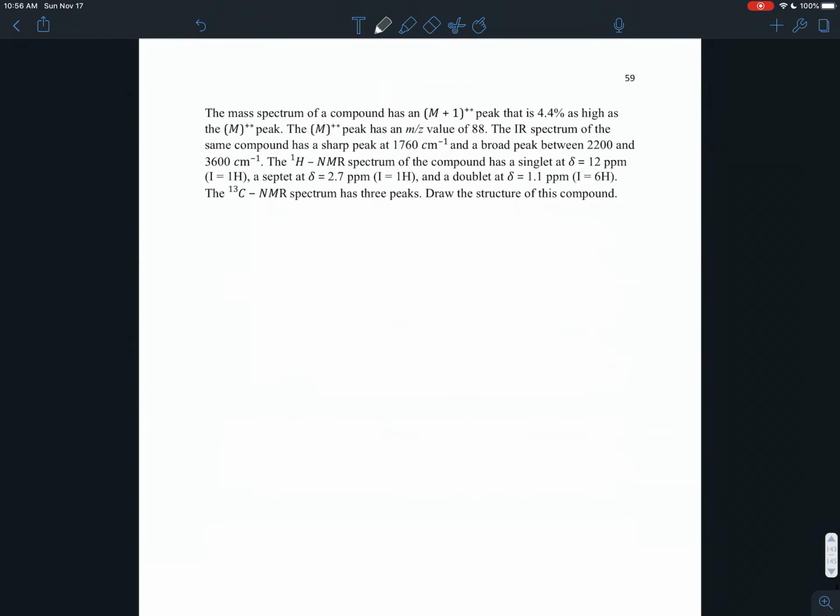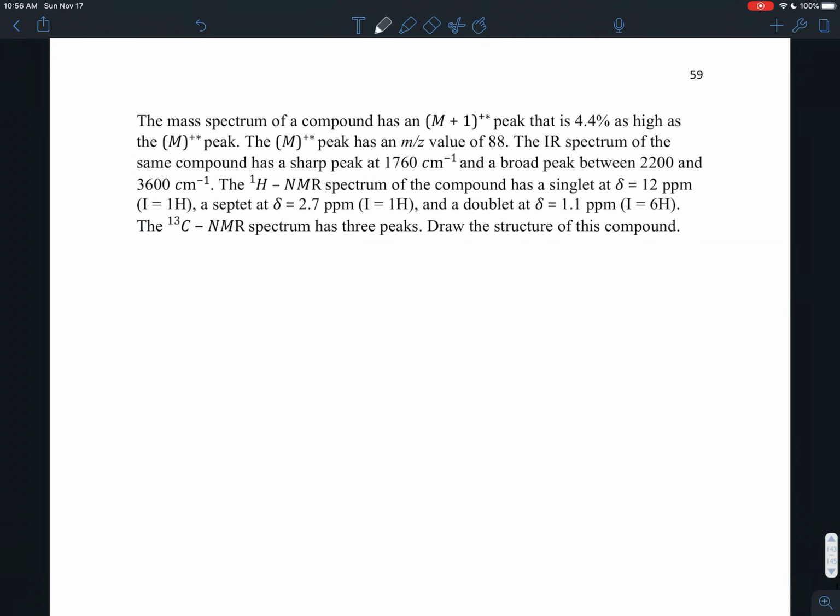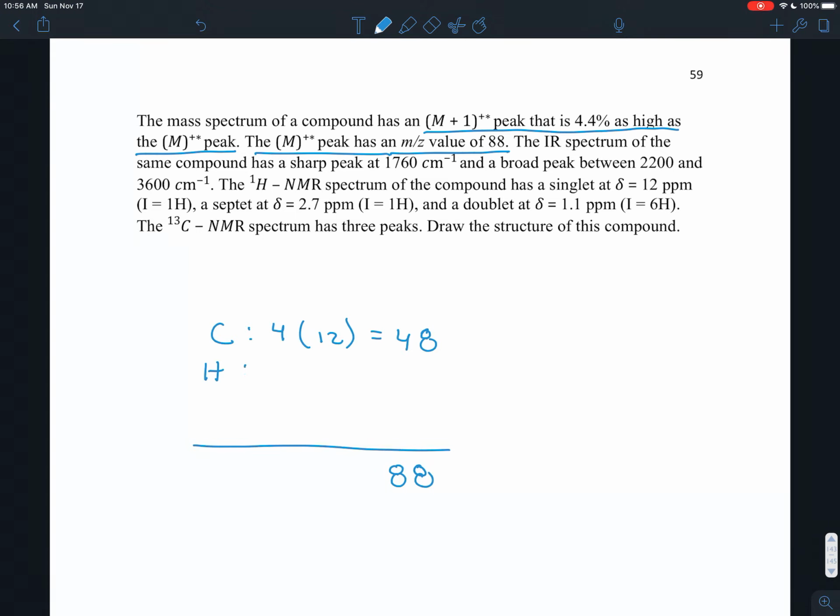So now that we explained one of those in detail, I'm going to go through the second one a little faster. What we have here is an M+1 peak that's 4.4% as high as the molecular ion peak. That means we have 4 carbons. Each carbon weighs 12, so we're going to have 48 atomic mass units coming from that. The overall m/z value for the molecular ion peak is 88, so everything has to add up to 88. There's no way we could get 40 hydrogens, which is what we'd need, on 4 carbons. So we must have another element.